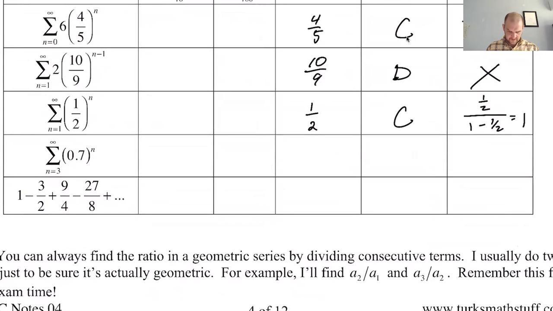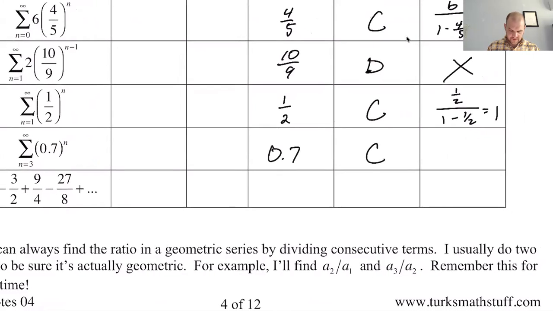All right, here we're raising 0.7 to the nth, so 0.7 is r. That's less than 1, so this converges. Now the first term is what happens when we plug in 3, so 0.7 to the third.